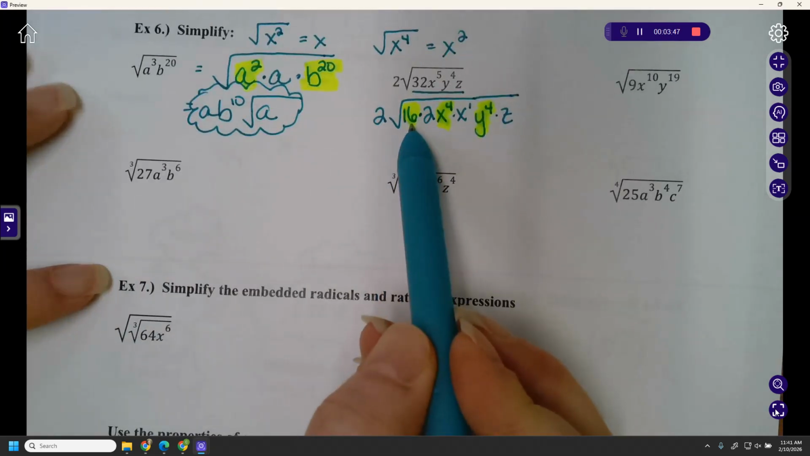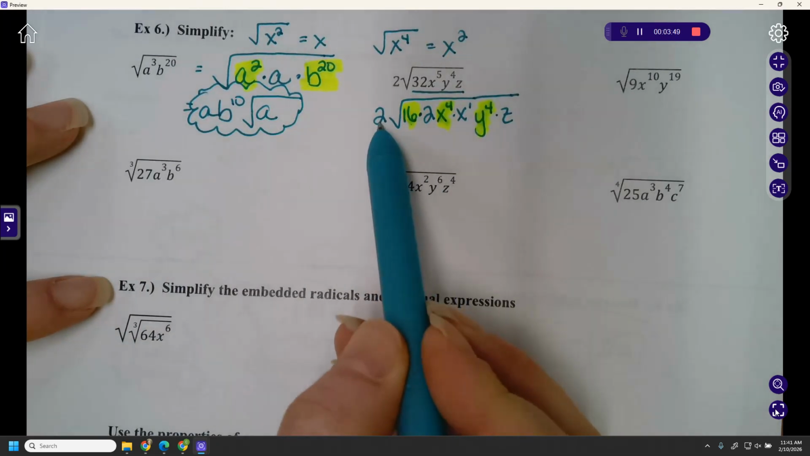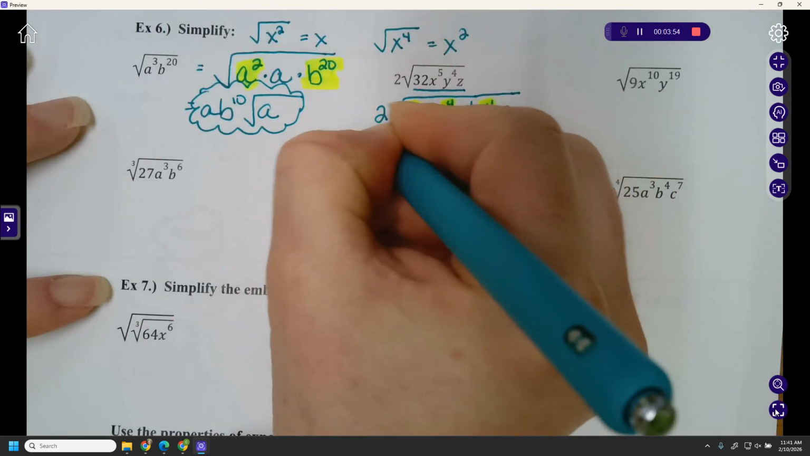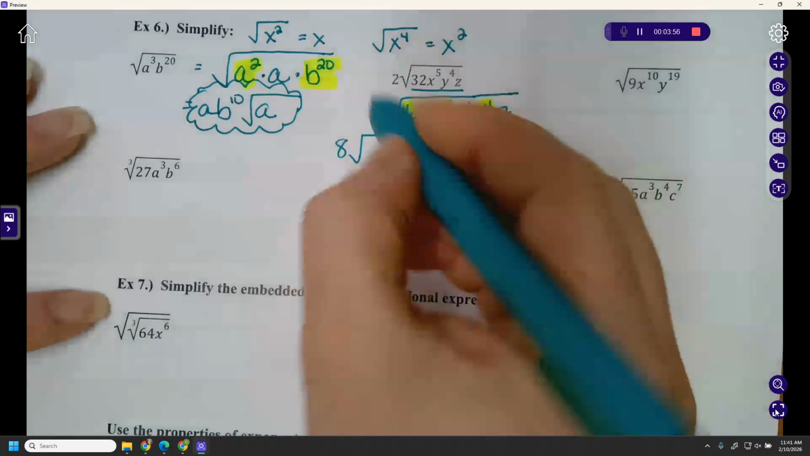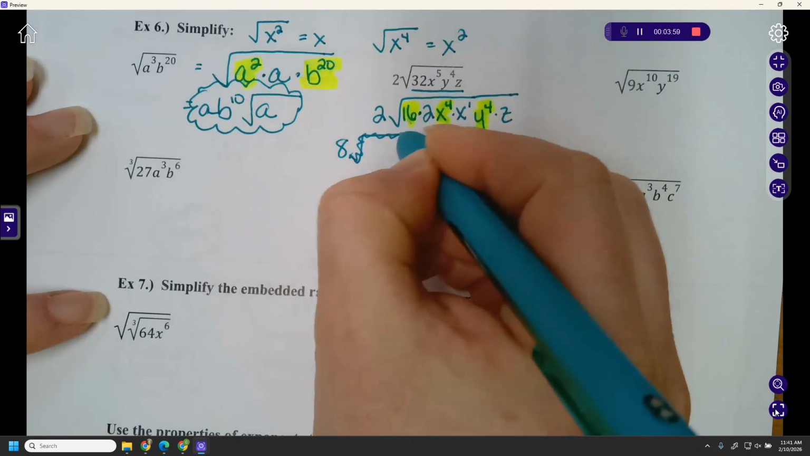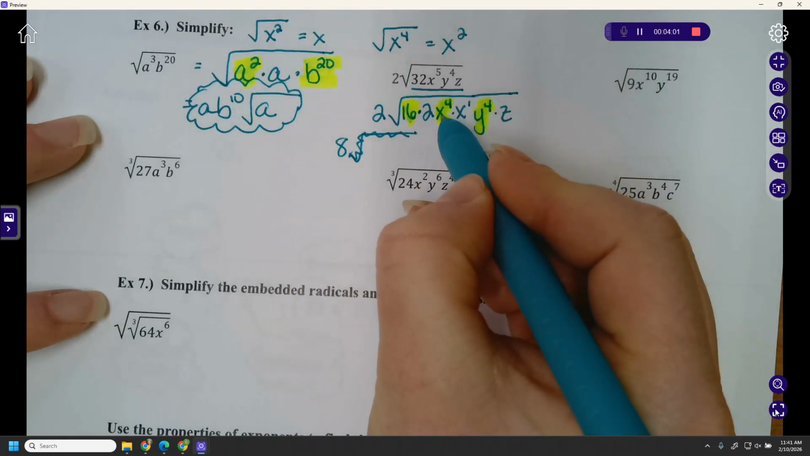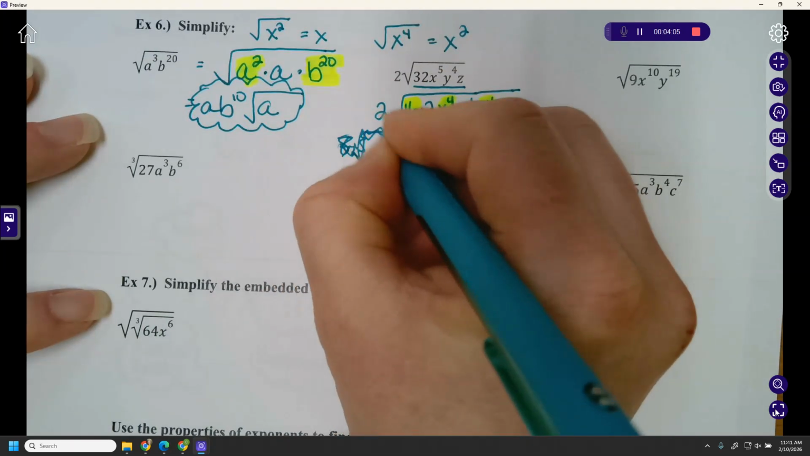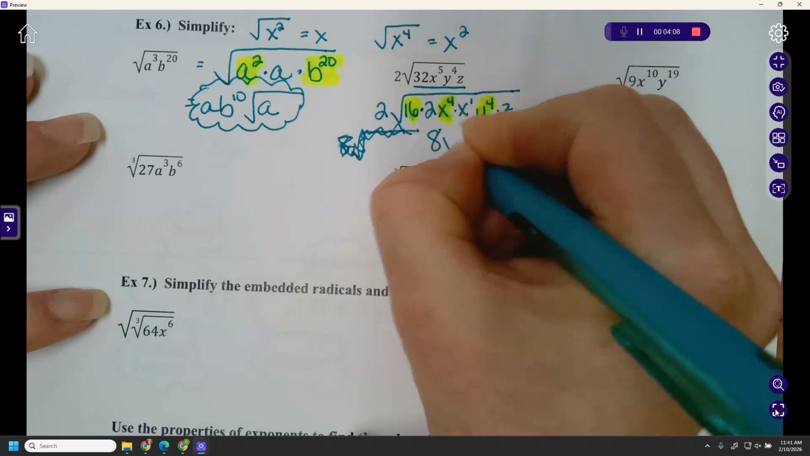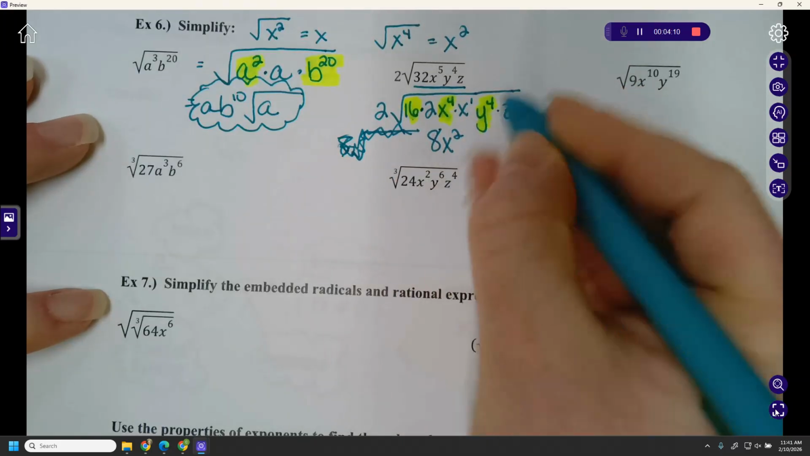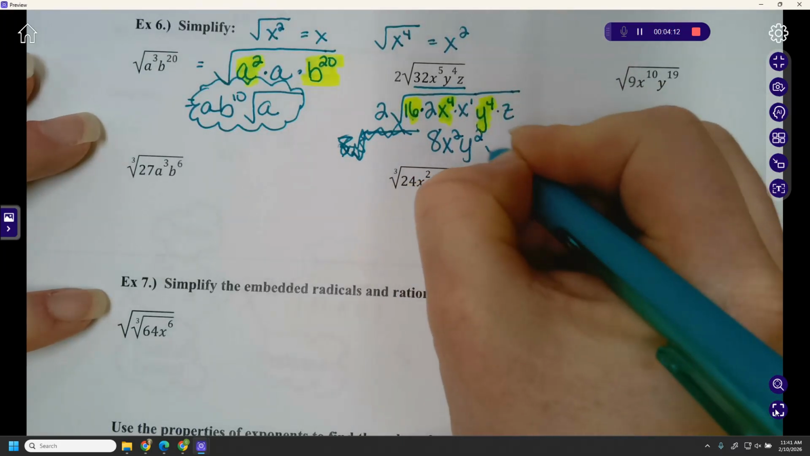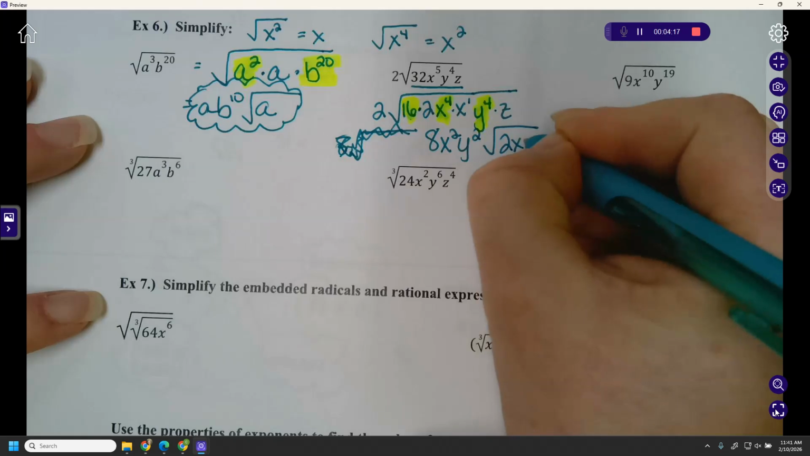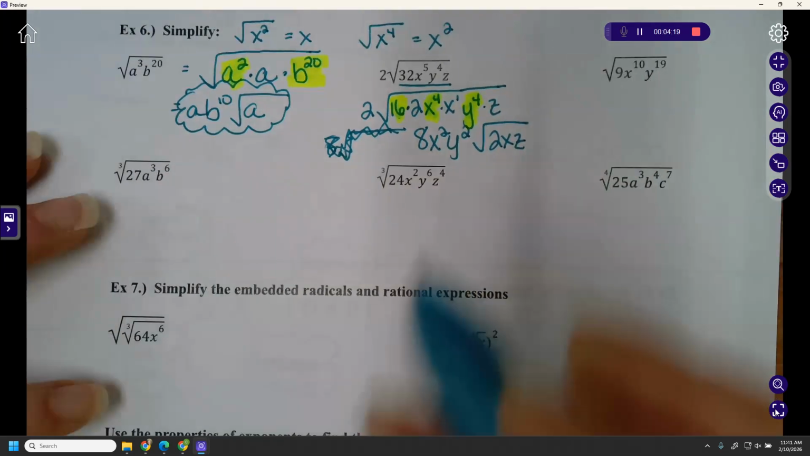The square root of 16 is 4. Along with that 2, that's going to make this 8. Oops, I'm sorry. I need to fit more things into there. The square root of x to the 4th is x squared. I'm just going to rewrite it down here. So I have 8, and I have x squared. The square root of y to the 4th is y squared. And underneath the radical, I have a 2, an x, and a z. So that would be simplified.